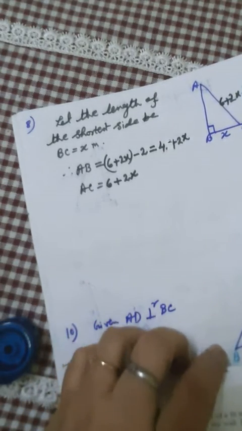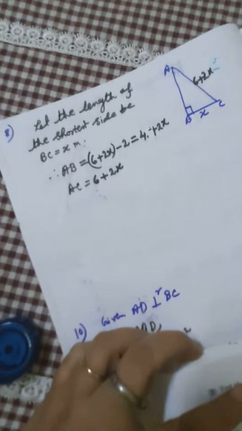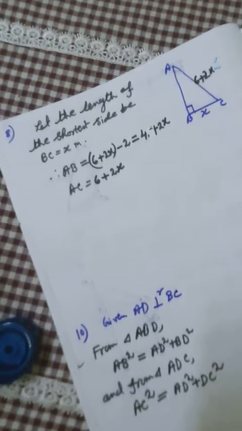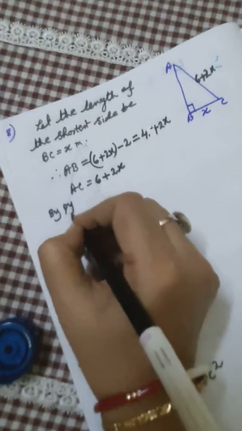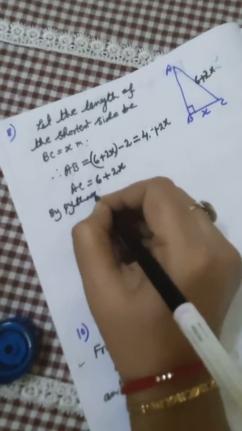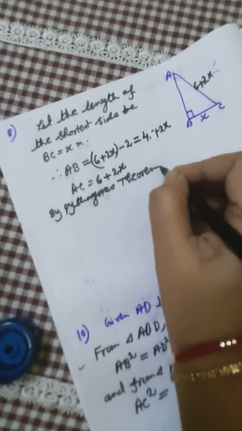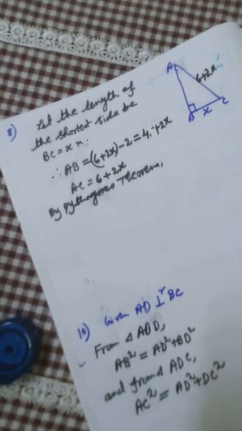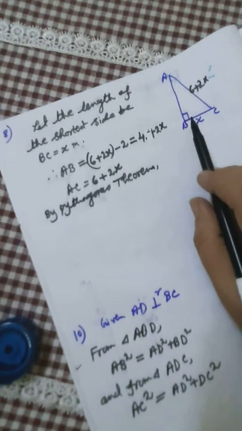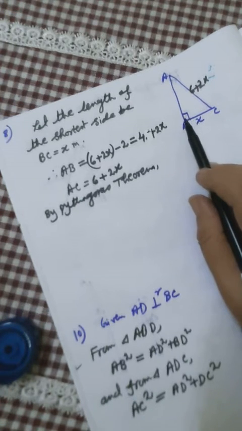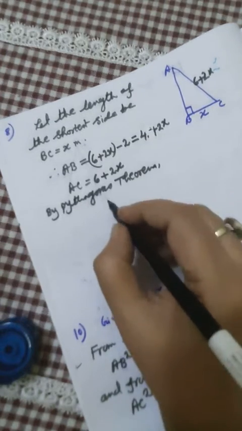Now what we have to do? We have to calculate for x, right? We need to find out the sides of the triangle. So we have to find out all three sides. So we can write by Pythagoras theorem. And one more thing, you should remember that when you are saying by Pythagoras theorem and the figure you have attached with it, the right angle should be mentioned on the figure. Is that clear? So what we get?